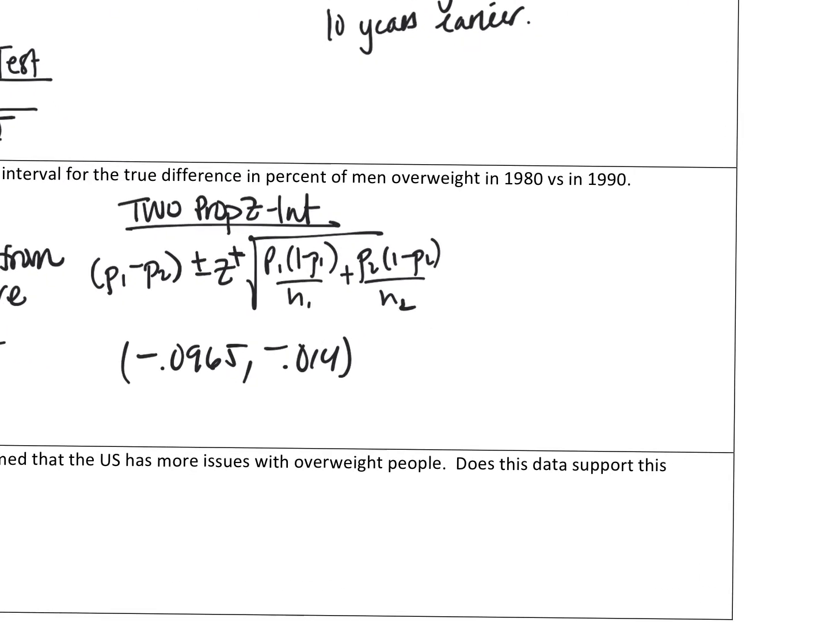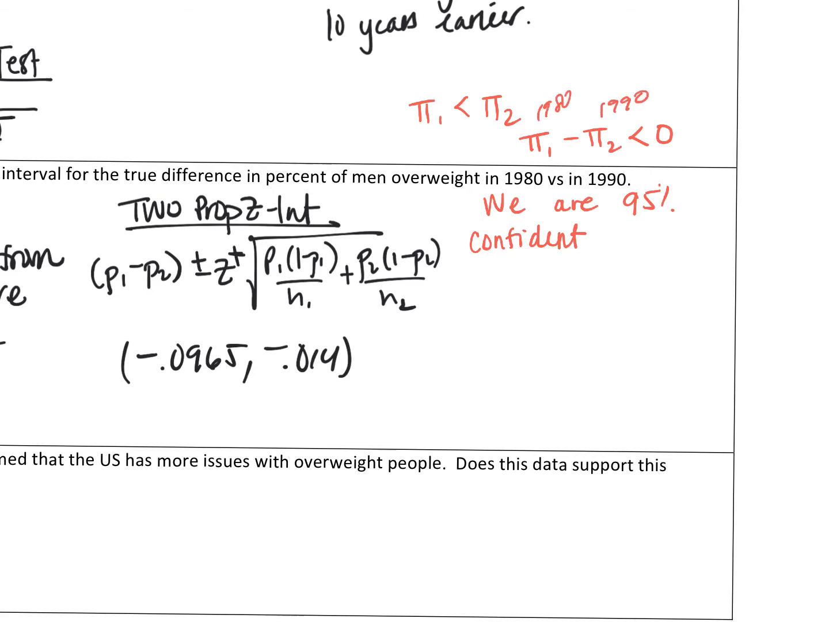Okay, we are 95% confident. Because remember, if you say pi 1 is less than pi 2, that means pi 1 minus pi 2 is less than 0. So we're saying the first one, 1980, minus the second one, 1990, is going to be a negative value because this was less. So that's how we want to interpret it, okay?